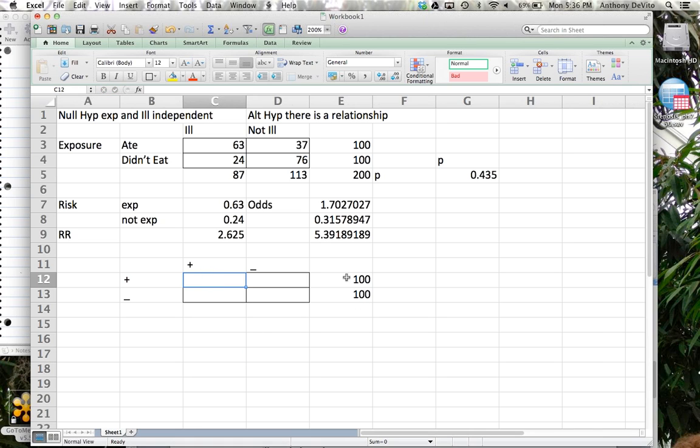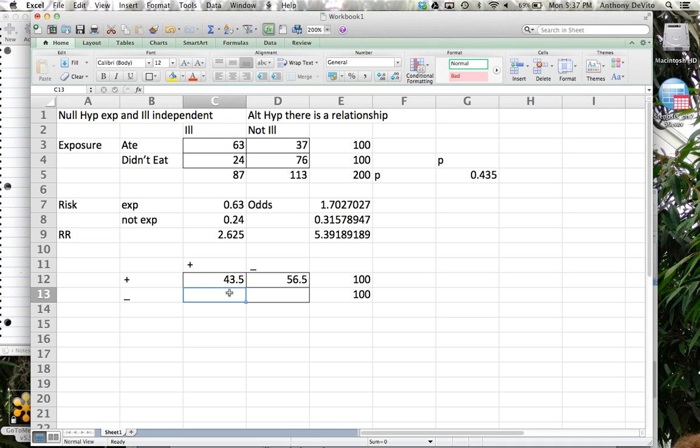What percentage of this 100 people, if there's no relationship between exposed or not exposed, would we expect to get sick? Well, if there's no difference between exposed and unexposed, we'd expect everybody to get sick at the same rate, 43.5% of the time. So this is going to be equal to our prevalence times the number of people within that group. And this is going to be equal to just 100 minus this number.